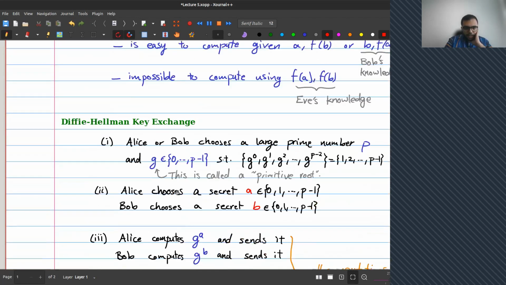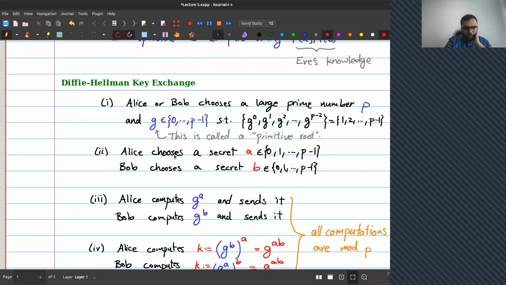Now, of course, let's go back to our Diffie-Hellman key exchange. Here I'm choosing a large prime number p. And then I basically want to be able to have many different values for g to the power of a and g to the power of b. So remember, Alice chose a secret a, and then she would compute g to the power of a and send it to Bob. Bob also did the same thing. Now, when I look at this g to the power of a, or g to the power of b in case of Bob, I want them to have as many possible values as I can, right?